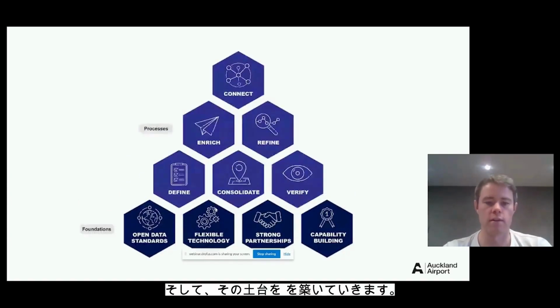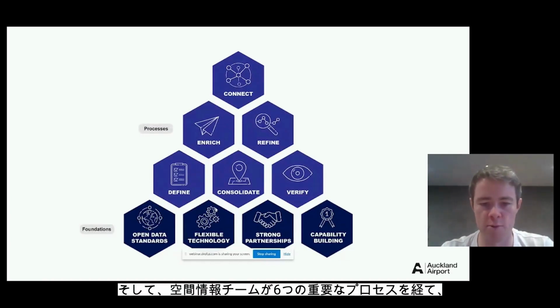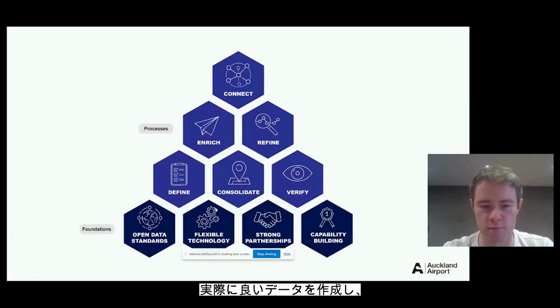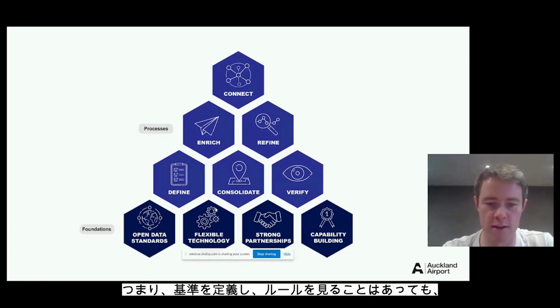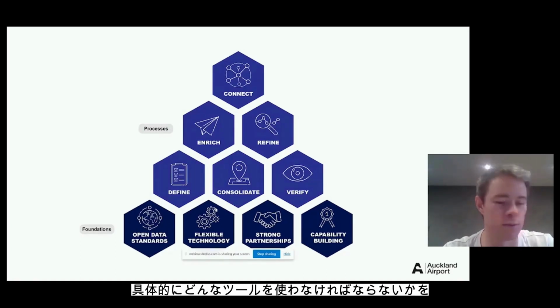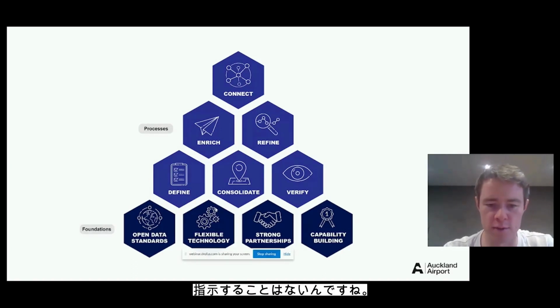And so, built on those foundations, we then have 6 key processes that our spatial information team go through, that we're working on to make sure that the data is actually good and can go out to the wider business. So, we define the standards and set the rules, but we don't tell people specifically what tools they have to use. It's more about the data structure.